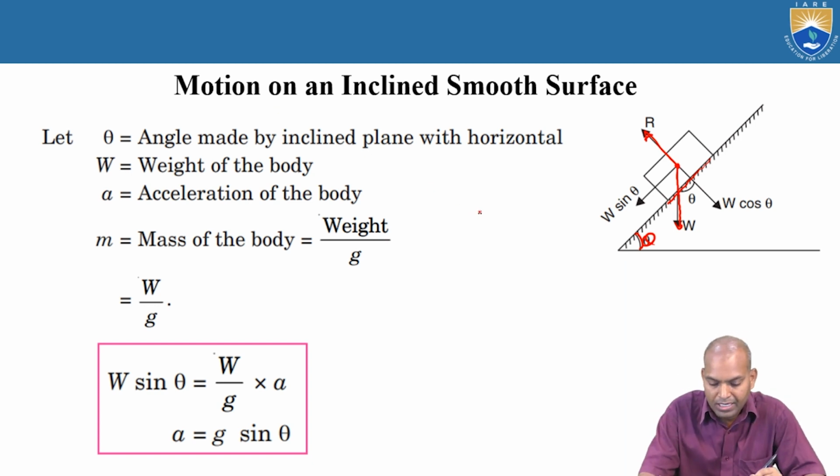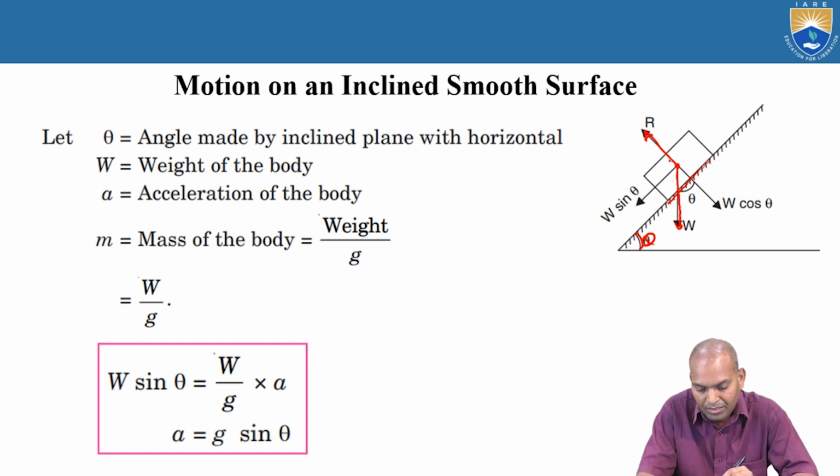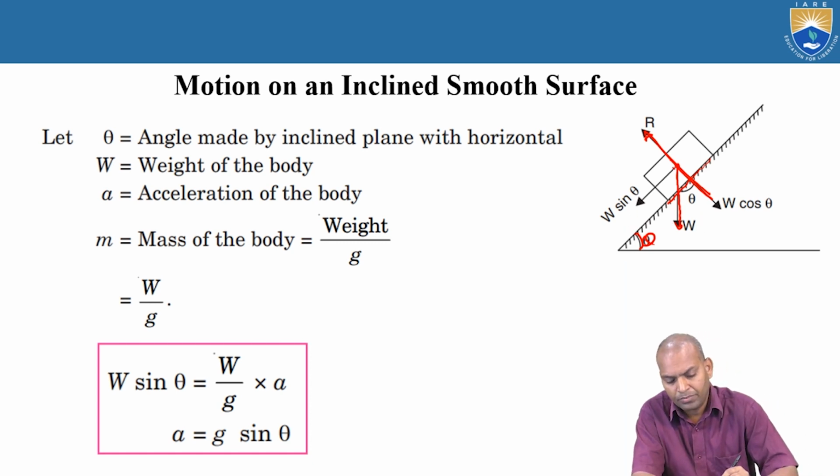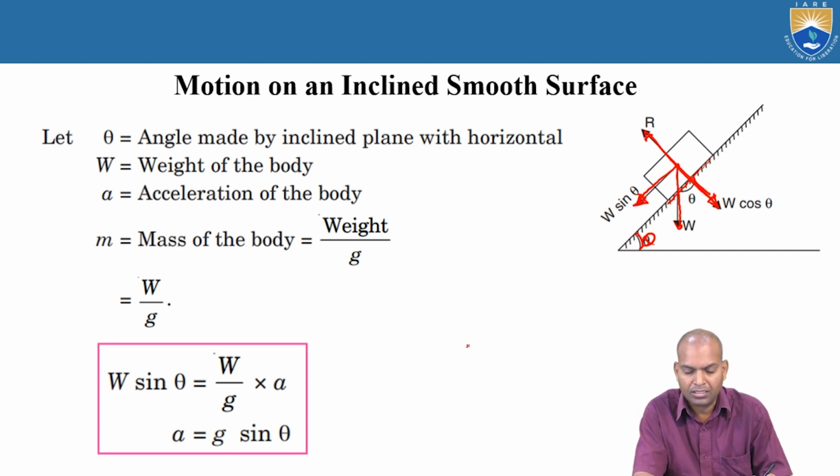Now the angle between the normal reaction and the weight is equal to the angle of the inclined plane, that is theta. Now resolve this W into components normal to the inclined plane and parallel to the inclined plane. Normal to the inclined plane, that is W cos theta, and parallel to the inclined plane, that is W sin theta.